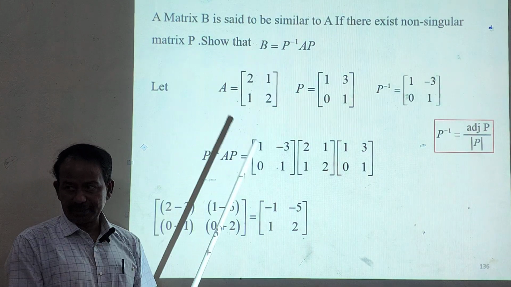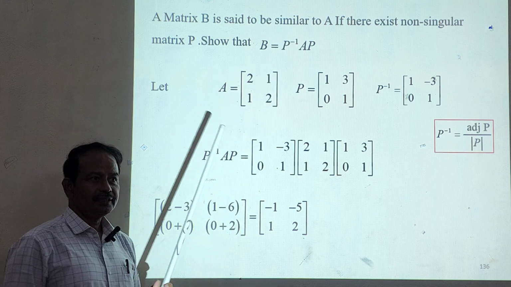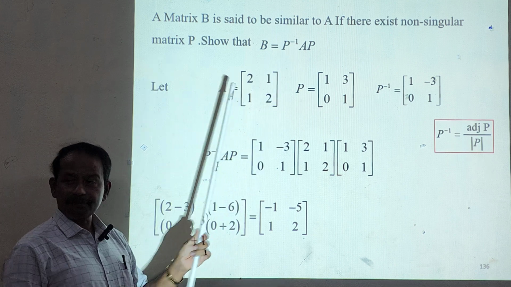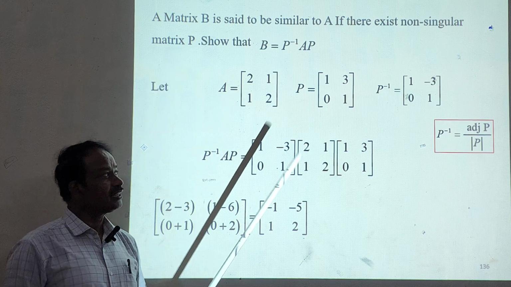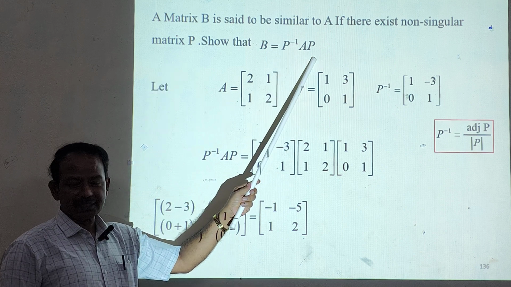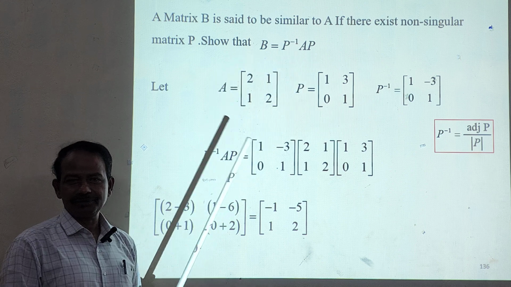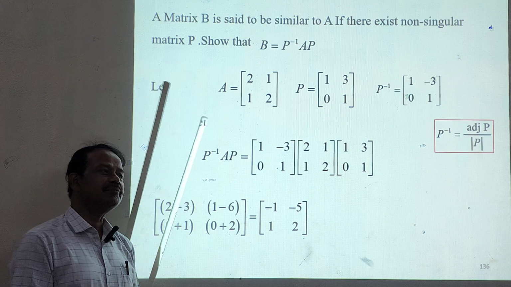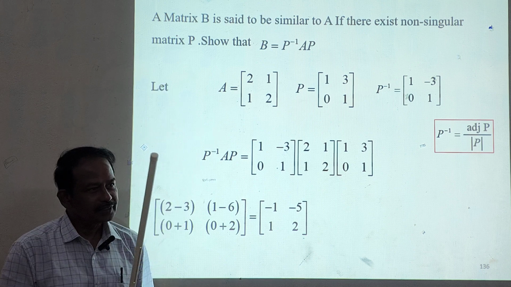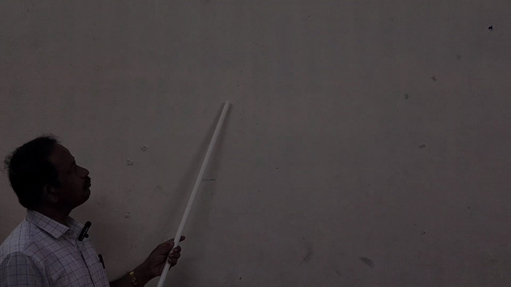So A will have certain properties, correct? For example, you can take the determinant of A, eigenvalue of A, rank of the matrix A. Those properties will be the same for B also after this operation. So A and B will have the same rank, same determinant, same eigenvalue, same trace. Let us check.